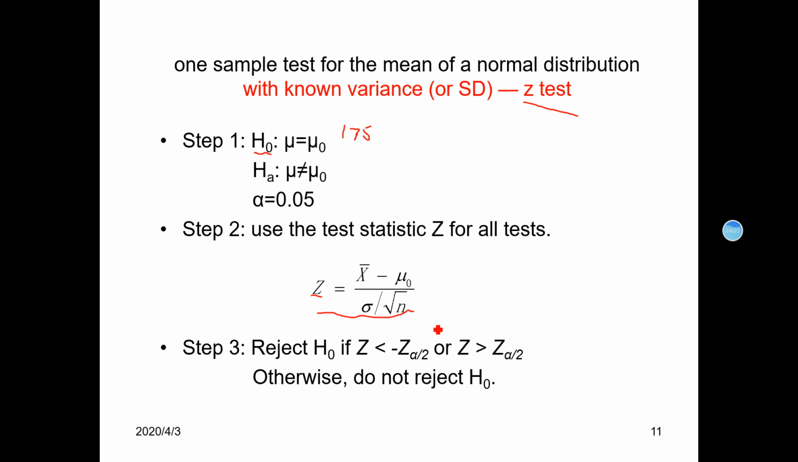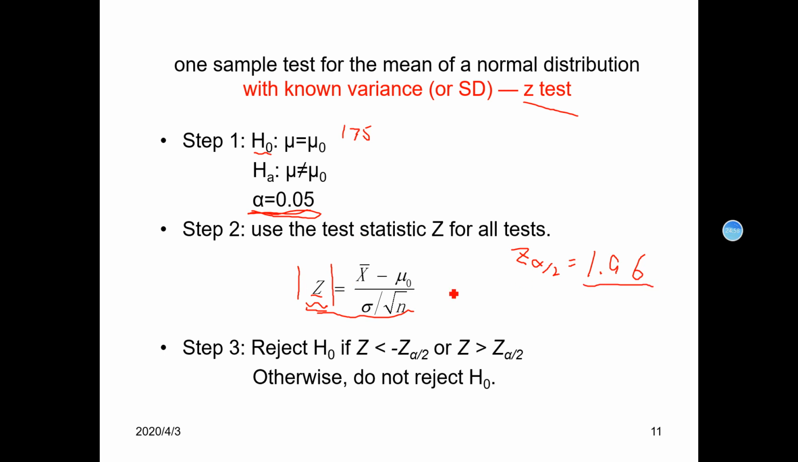We need to do some comparisons. We need to compare this z value, what we calculated with the data in the question, with another standard value of z. So how can we know what is the standard value of z? We need to check it from table A1, the z table, by using the alpha. When alpha equals 0.05, that means z half alpha is 1.96.